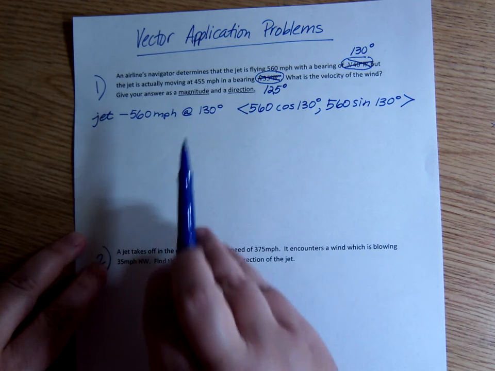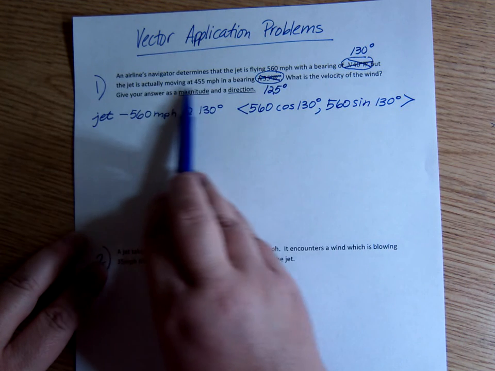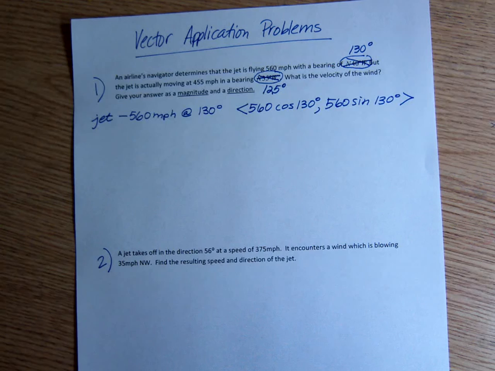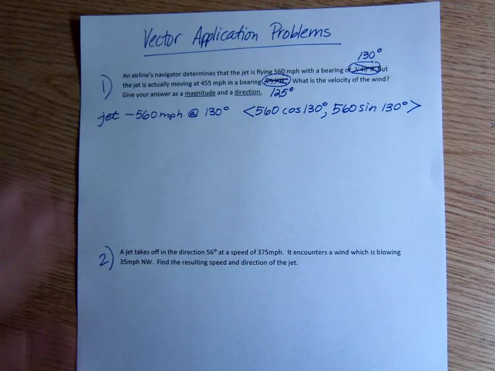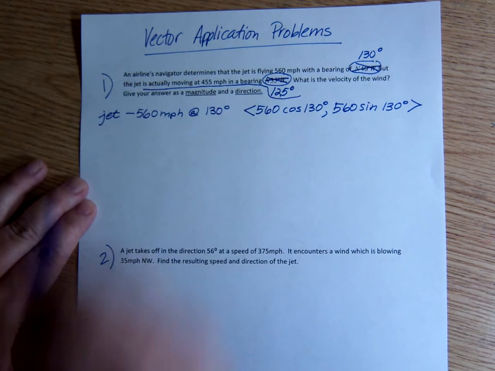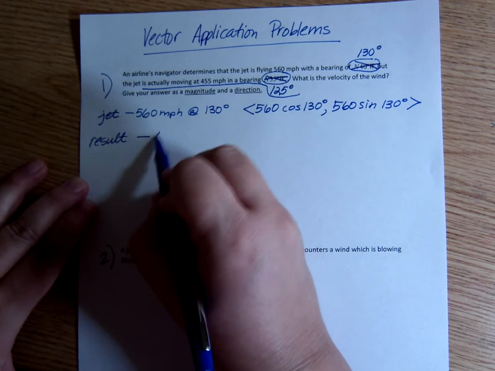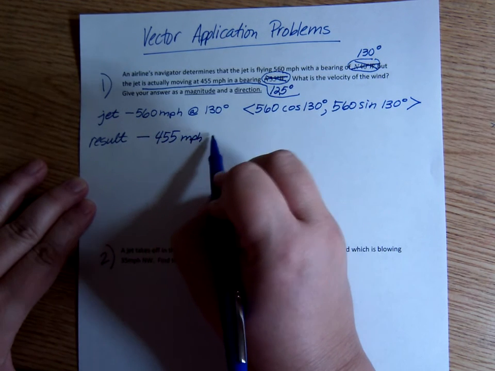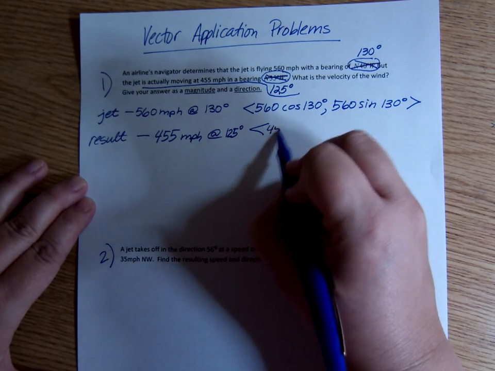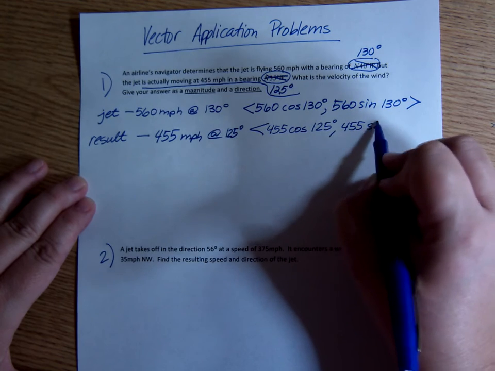All right, let's look at the next thing it talks about. That was the 130. That says a jet is flying, and so on. But it is actually moving. Okay, so what this is saying is if we take the jet's path and the speed of the wind and the direction of the wind all into account, the final result is what we have right here. So the actually moving is telling me this is your result. So this is the resultant vector. It's actually moving 455 miles an hour at 125 degrees. So as a vector, in component form, that's 455 cosine 125, 455 sine 125.